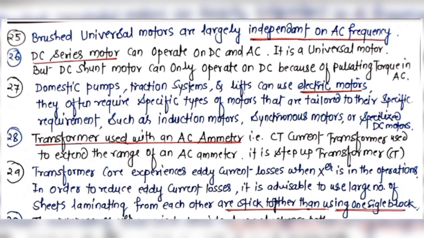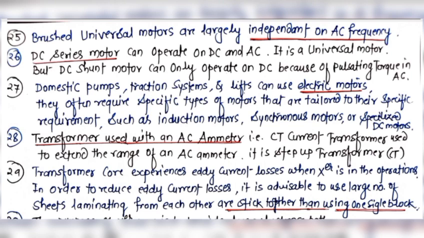Brushed universal motors are largely independent of AC frequency. A DC series motor can operate on DC and AC. It is a universal motor, but a DC shunt motor can only operate on DC because of pulsating torque in AC. Domestic pumps, traction systems, and lifts can use electric motors.